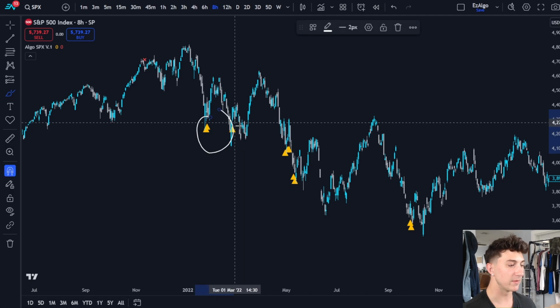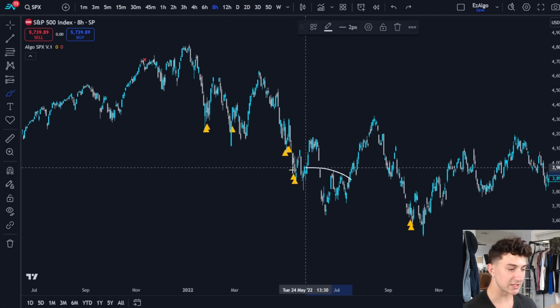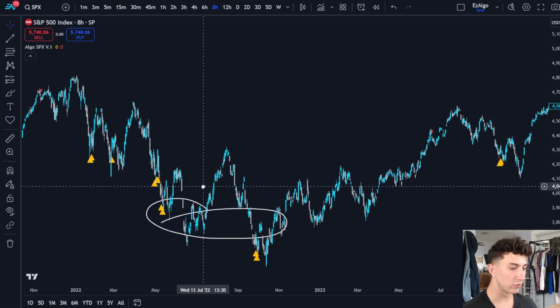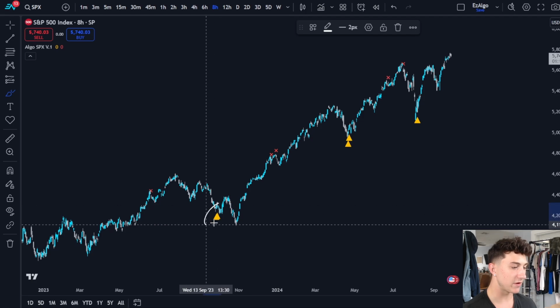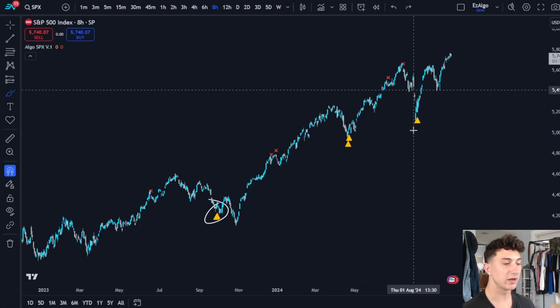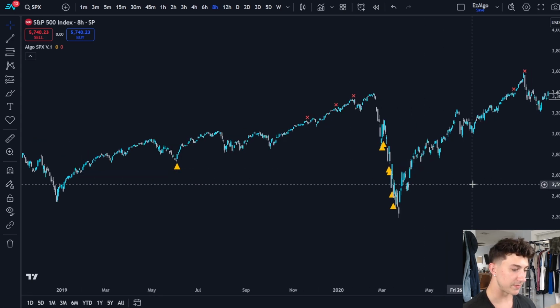If you are entering every time you get one of these golden signals, your average entry price is going to be somewhere around here, giving you a really good average entry in the long term. So your average entry, if you're buying at these levels, is going to be really good compared to someone who doesn't use this algorithm.